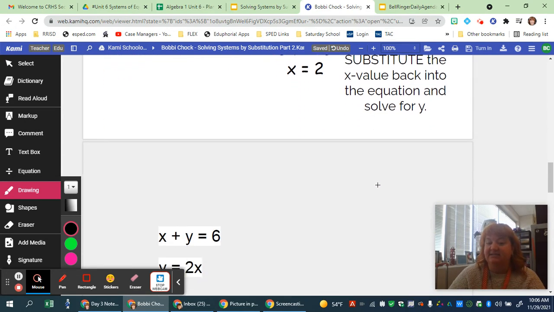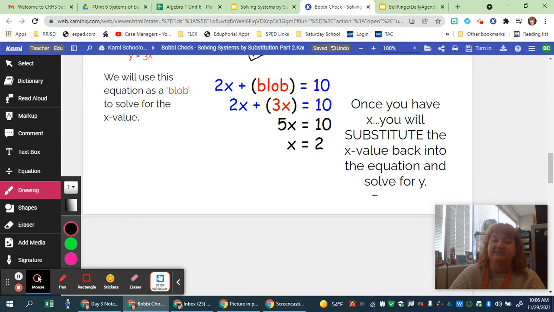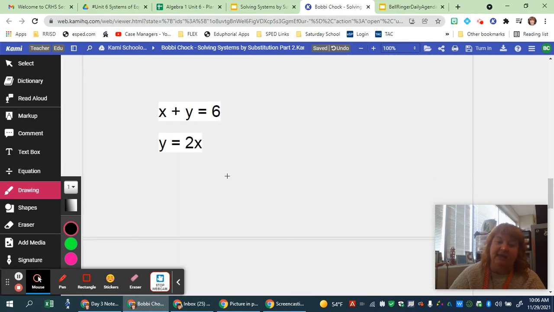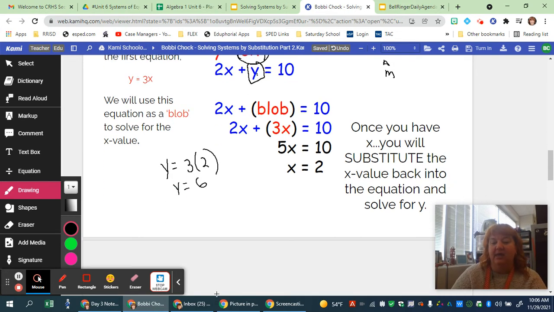Now that you have x equals 2, you have to take that 2 and substitute it back in. So let's go back to our original. We know that x equals 2. So we can say y equals 3 times 2, because see, y equals 3x. So y equals 6. So now we have our answer.